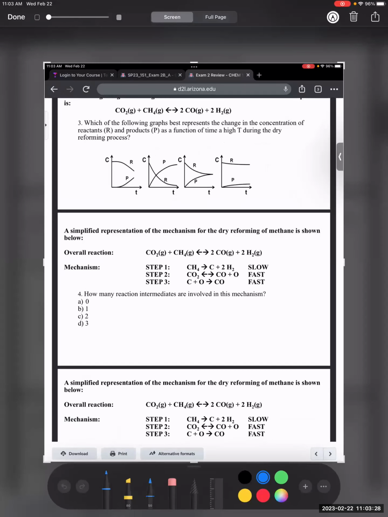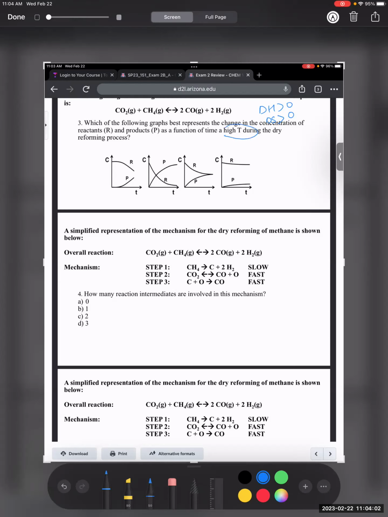Which of the following graphs best represents the change in concentration of reactants and products as a function of time at high temperatures during this reaction? We know that delta H is positive for this. That means it is product favored only at high temperatures, because delta H is positive and delta S is positive. If they both have the same sign, that's going to be a temperature dependent reaction. That means the reaction direction depends on the temperature. In this case, it's going to be product favored only at high temperatures.